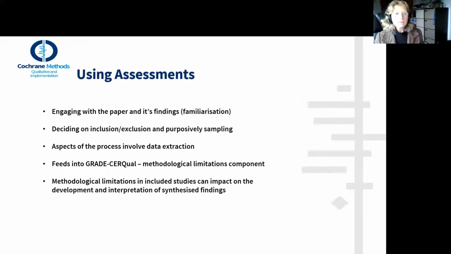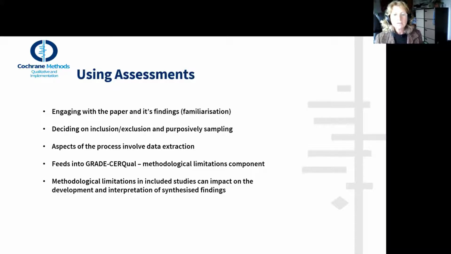So in using these assessments, you're using them as a way of engaging with the paper and its findings, which is familiarization, which is often the first point in the synthesis. Again, we've talked about deciding on inclusion and exclusion and purposefully sampling. Aspects of the process involve data extraction, because you often have to extract out all the characteristics of the paper in order to do this. This feeds into the GRADE-CERQual methodological limitations component.